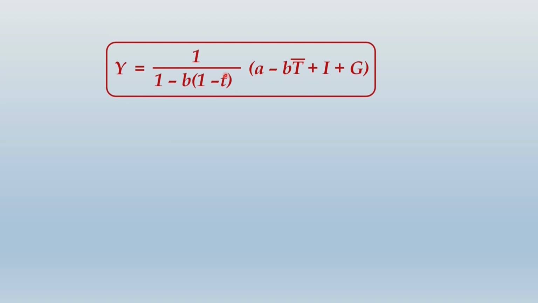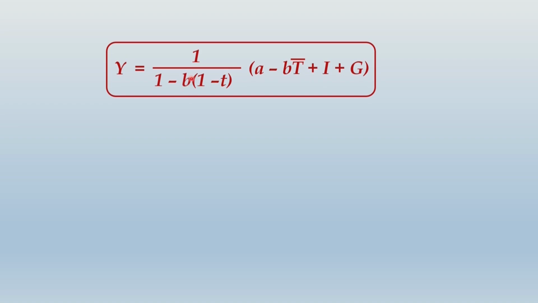Logically, when the variable component of taxation was not there, we have taken the multiplier as 1 upon 1 minus b. You know it very well, correct? The multiplier generally is obtained as 1 divided by 1 minus marginal propensity to consume, and 1 minus marginal propensity to consume will actually give you marginal propensity to save. So 1 minus b had been marginal propensity to save.